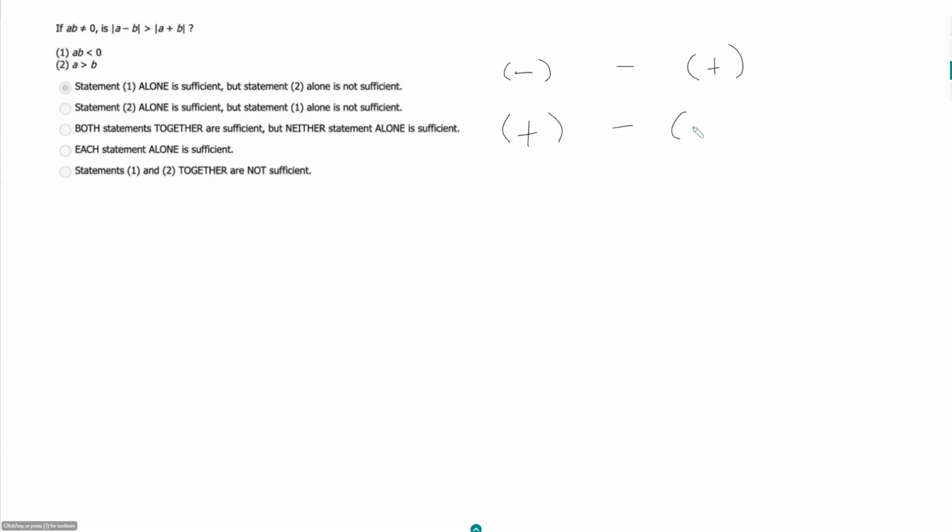So these are our two cases for A and B when this statement from our prompt will be able to answer yes to it. So A and B have to have different signs. So we can really rephrase our question that way: do A and B have different signs?